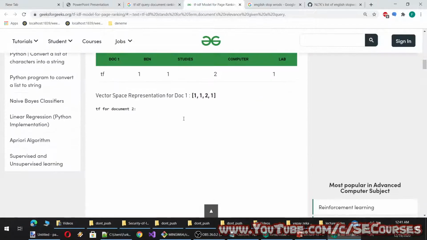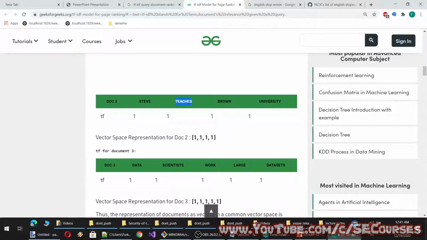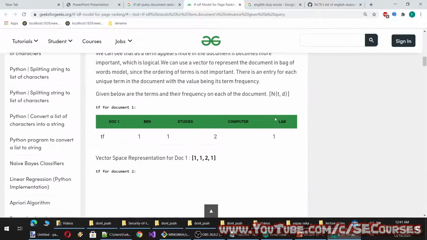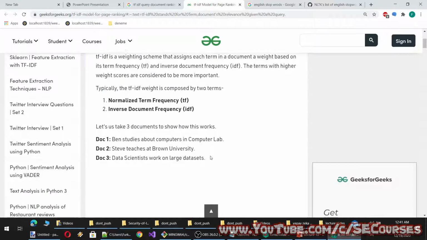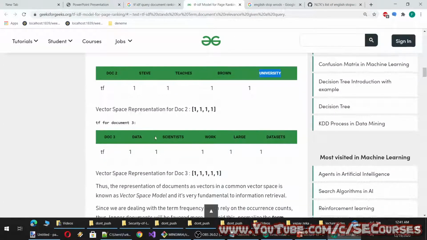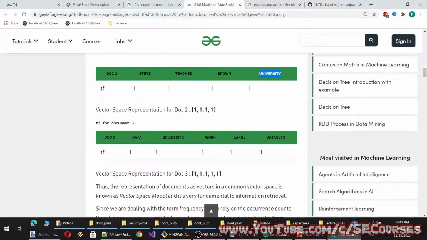Don't forget that. So document 2 becomes Steve teaches Brown University. You see, they have converted every word to uppercase instead of lowercase. Either way is fine. You can convert them to lowercase or uppercase. It is up to your strategy. Both ways should work.